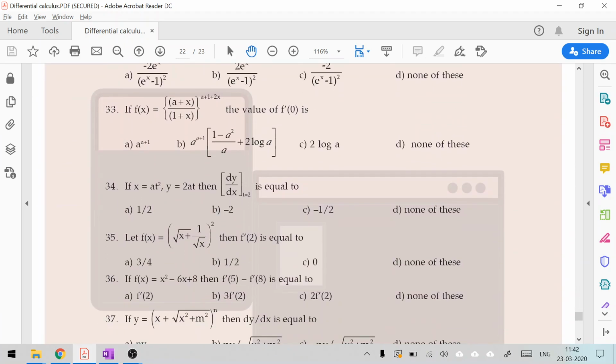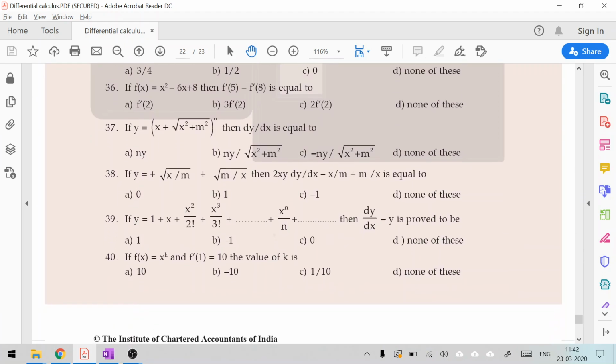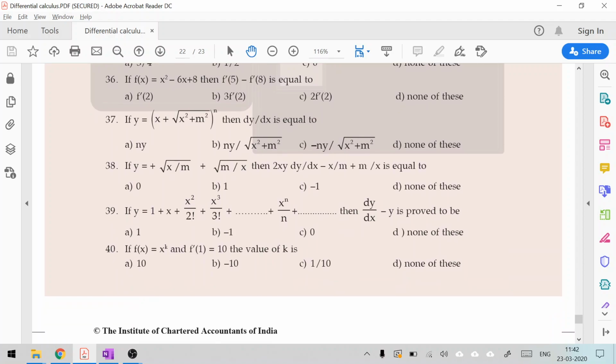What does this question say? These are all small, minor, easy problems, but they don't fit into any of the above categories. That's why I've been putting them into the miscellaneous category. Look at question number 36. F of x is given. They're asking you to find f dash of 5 and f dash of 8, subtract the two and find the value. So let's write it down.